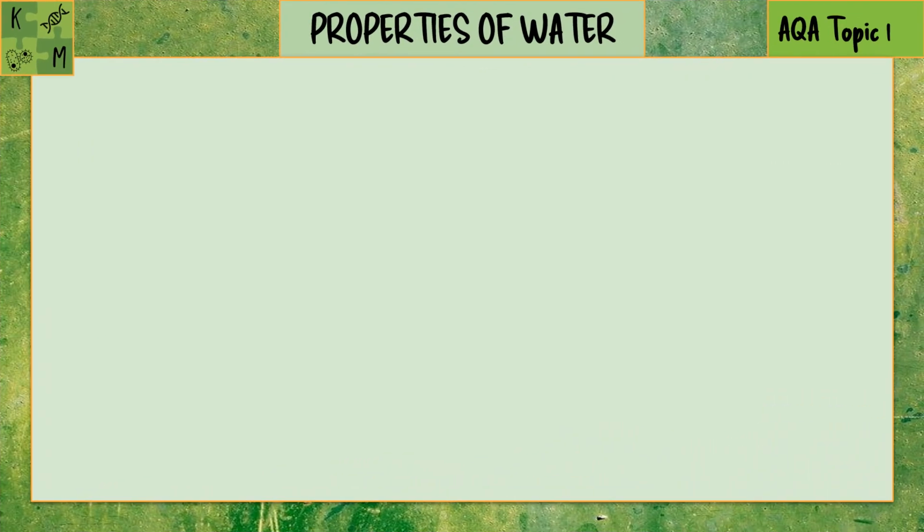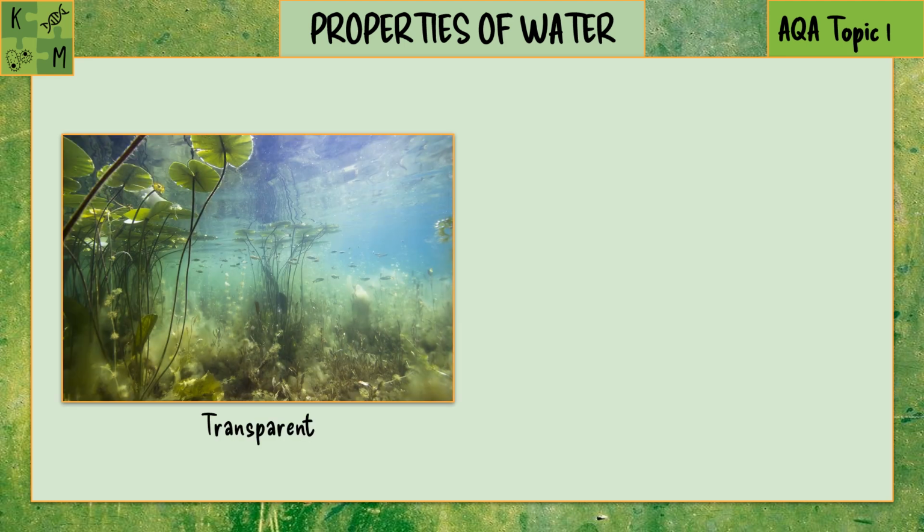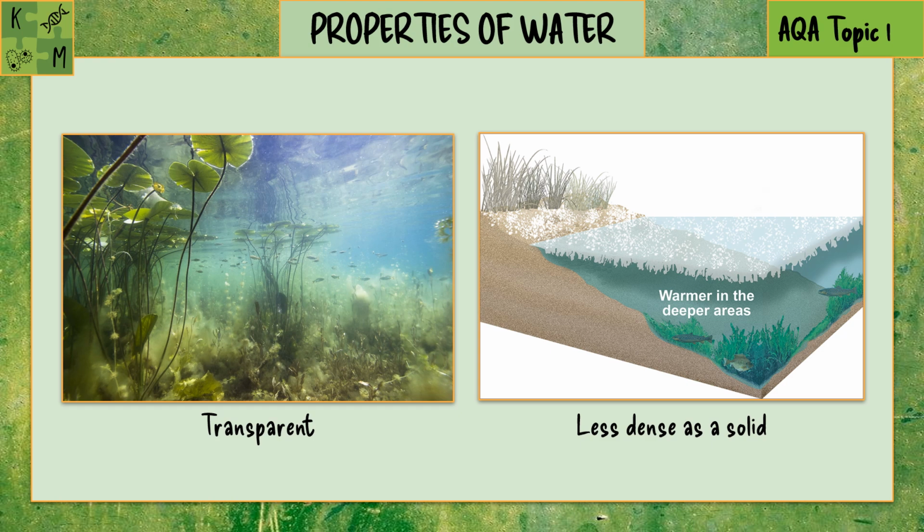Some other properties of water that you may come across are that it's transparent. This means that the light can penetrate it to reach photosynthesizing aquatic plants. It's also less dense as a solid, so you'll be aware that ice floats. And what this means is that waterways, so ponds for example, can freeze over the top but remain liquid underneath. And the ice actually acts as an insulator to again stabilize the temperature deeper down.